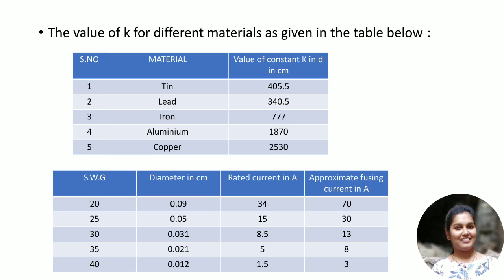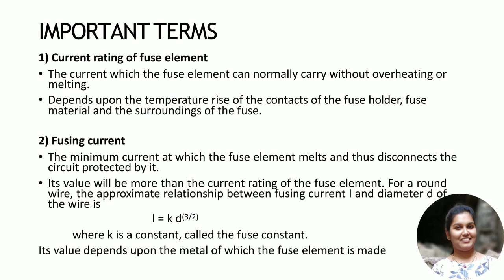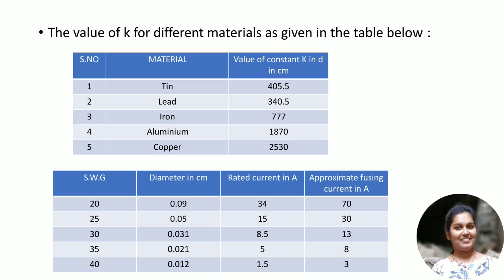Okay, so till now we have seen what is meant by current rating of fuse element. That is nothing but how much current a fuse will bear without destroying itself, or the maximum current the fuse will bear before it gets breakdown. That current is called the current rating of the fuse. Second point is fusing current. This current is nothing but the minimum current at which the fuse will blow out itself for protecting the load which is connected to it. That is nothing but the fusing current.